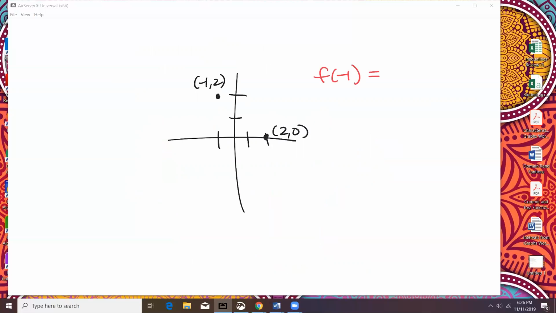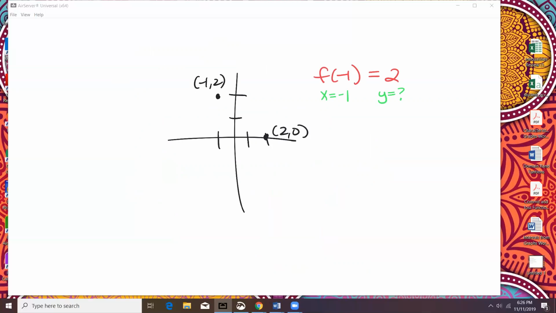Wait, what do you mean? Can you ask that again? Yeah, so what is f of -1 using the graph I've got on the screen? 2? Very good, it's 2. Because this just means, when x equals -1, what does y equal?